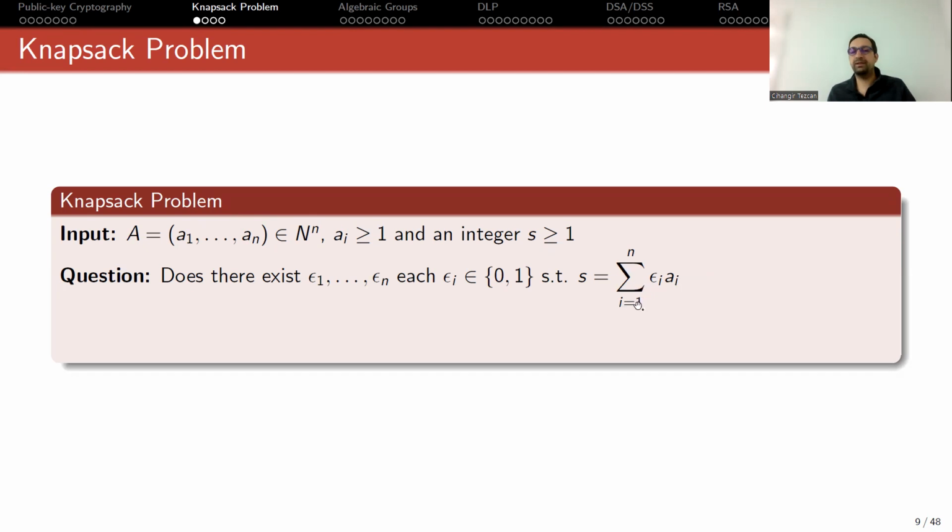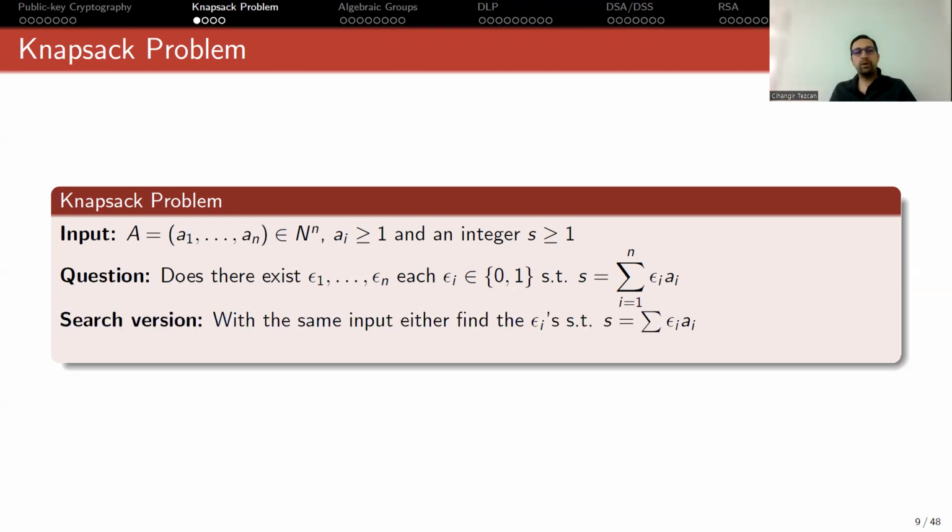So as you can see, this is a summation of epsilon_i times a_i. Epsilon is just 0 or 1. So you just determine which a_i you want to add to obtain s. So does there exist such a set of epsilons so that this summation gives you s? This is the question, and we call it the knapsack problem. Think about s as the size of your knapsack, a bag, and you have very many items of sizes a_i. The question is, can you fully fill the bag with some of these items you have?